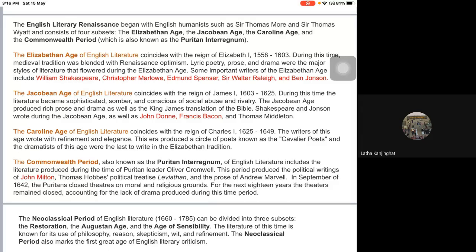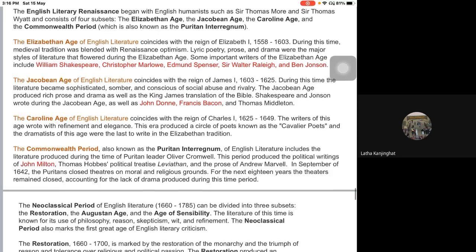This period produced the political writings of Milton. Milton was a strong supporter of the Puritans. And this was a time of Milton's treatises, not Paradise Lost, which actually came afterwards. His strong treatises, such as those on divorce, were written during this time. Also Thomas Hobbes' political treatise, Leviathan, and the prose of Andrew Marvell.